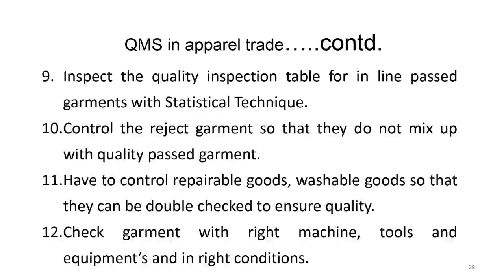That's the ninth one. Tenth is control the reject garment so that they do not mix up with the quality pass garment. Now, the tenth one is the most horrible thing to happen. See, if a garment has been rejected because of a spot or maybe wrong stitching quality, whatever, it is not visible to the naked eye. So rejected pieces must not get mixed into correct pieces even by mistake. So you have systems where the moment you reject a piece, you put a red sticker on it, so that even by mistake the garments with red stickers do not get mixed with the correct garments.